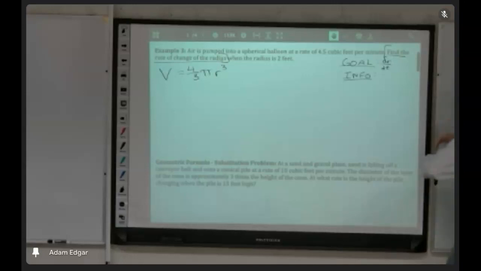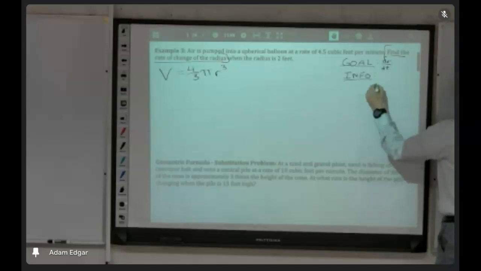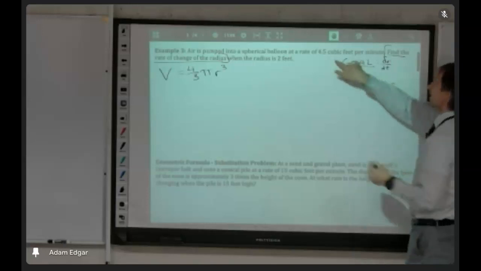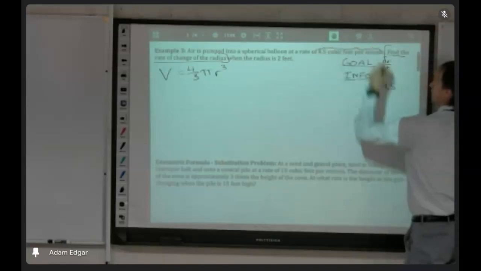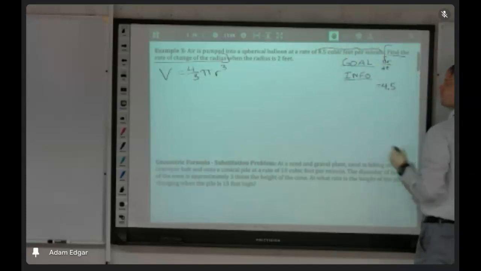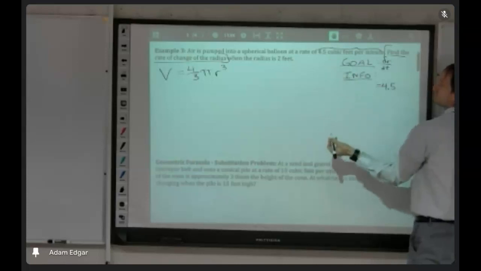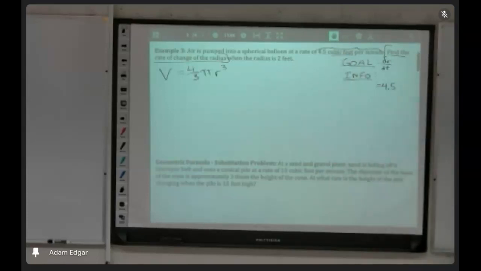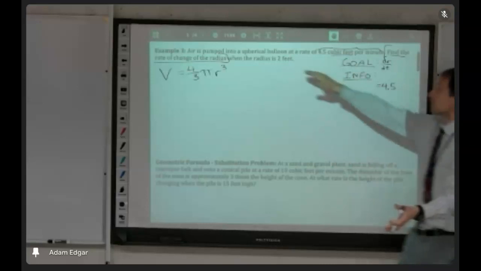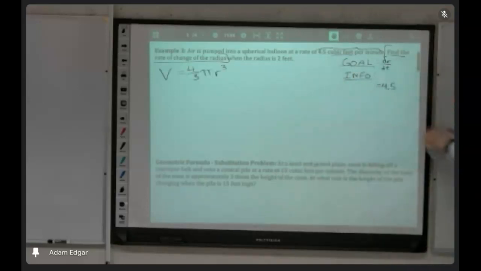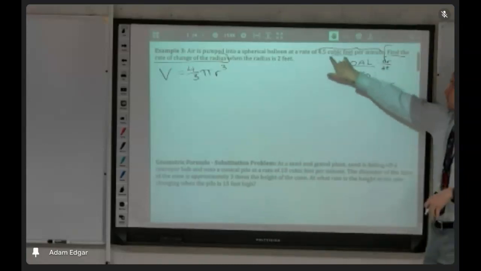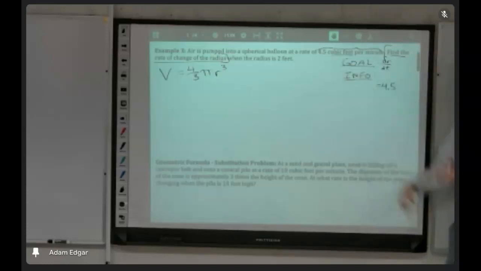Then information. What are we told? So some rate is 4.5 cubic feet per minute. What is that going to be? The rate of what? That's the rate of change of the volume. Because how do you know it's volume? It's cubic feet. They didn't tell you the volume is changing at a rate of something; they told you air is pumped in, and the amount of air is a volume. And the fact that the units are in cubic feet is a clue, oh, this is changing the volume.